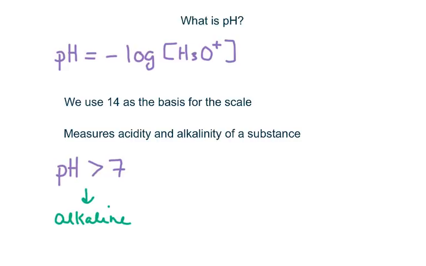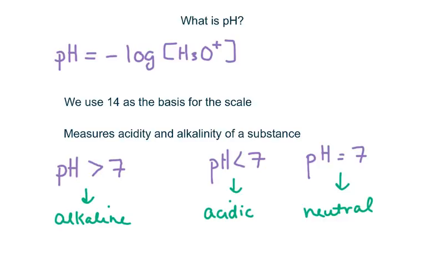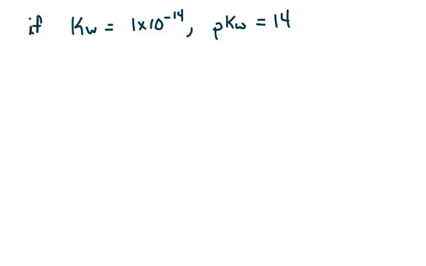If our pH is greater than 7, it's basic or alkaline. If our pH is less than 7, then it's going to be acidic. And if the pH is 7, that substance is going to be neutral. So when we go back to this ion dissociation, or the ion product, the Kw is 1 times 10 to the negative 14. The pKw is 14. And to get the pKw, I just took the negative log of the Kw. So that's where that number for the pH scale comes from.